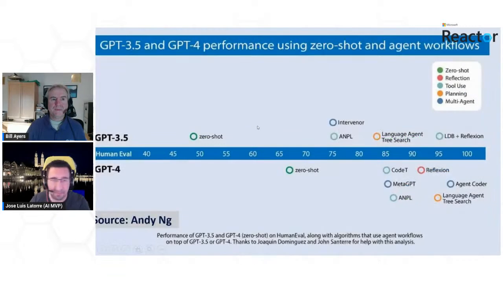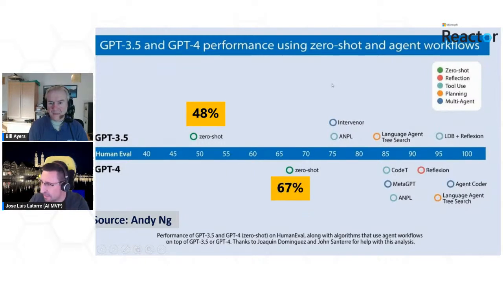But then if we go to coding, it gets really, really better. This slide is from Andy and Jim. For coding, a zero-shot GPT-3.5, which is already old, gets 48%. So really, don't use GPT-3.5 for coding. And GPT-4 gets a bit better, 67%.